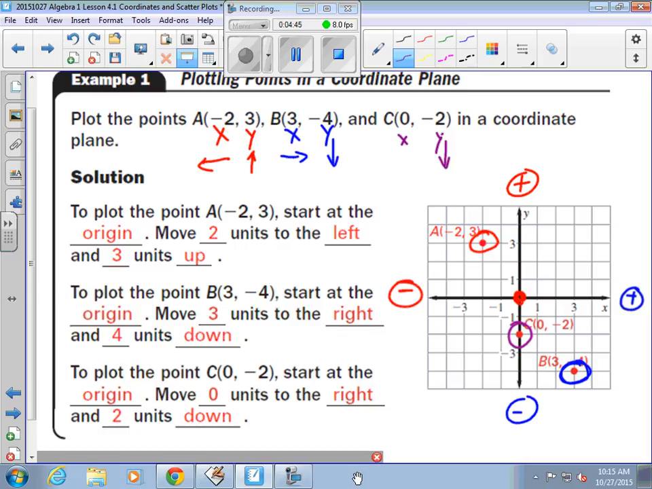Again, begin at the origin. X tells you go left or right first. Y tells you go up or down second.